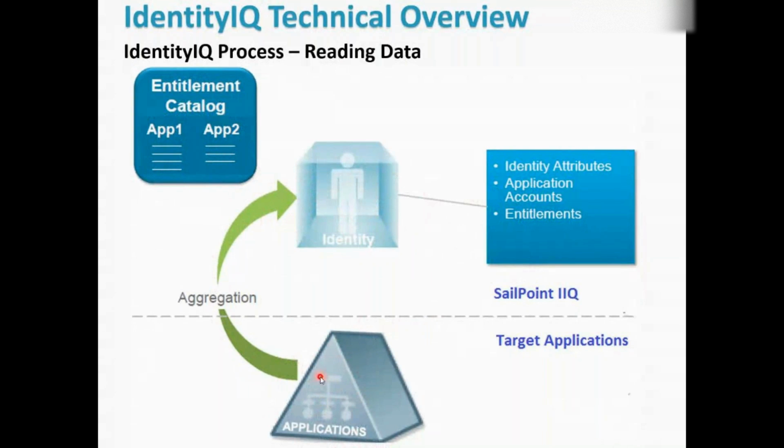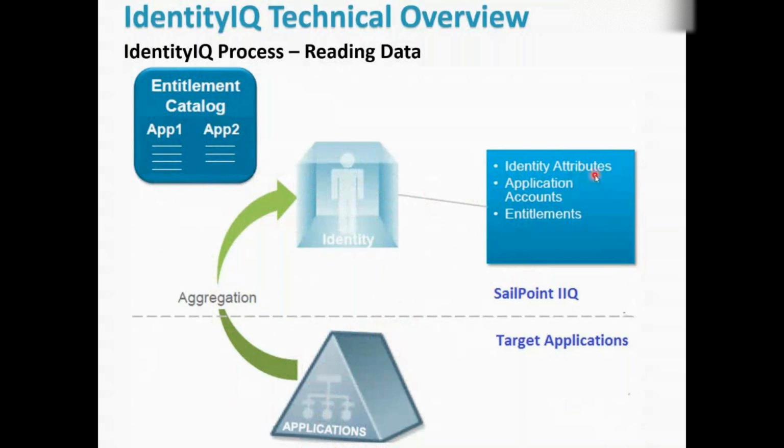Now, let's say we have some authoritative application, let's say HRMS. Yesterday I gave you an example about the HR application, right? HR application data is something we can trust. Whatever first name is available for the user here, we can use as the first name in Sailpoint IdentityIQ. Similarly, the last name. So we are going to populate the identity attributes.